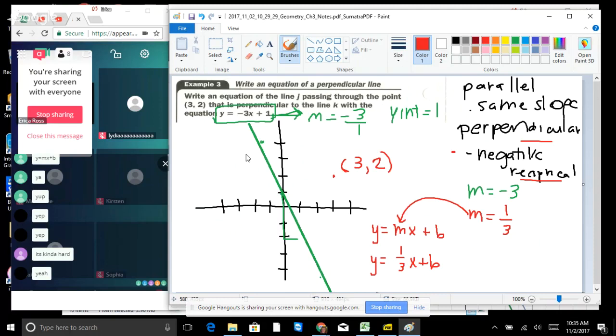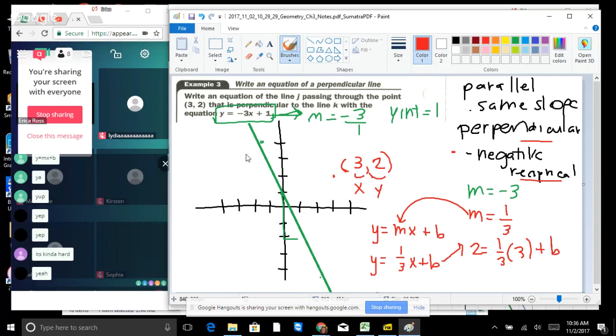How am I going to figure out what b is? Well, they gave us a little bonus information, right? They gave us one of the x's and y's. They said one of the x's and y's is 3 and 2. So if I plug that in, y is 2, right? It's right here. Y is 2 equals 1/3 times x, which is 3, plus b.